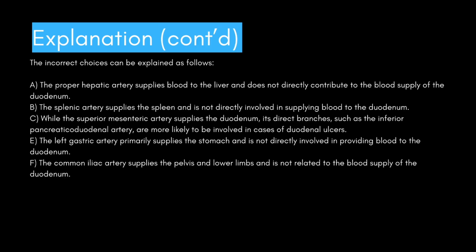The proper hepatic artery supplies blood to the liver and does not directly contribute to the blood supply of the duodenum. The splenic artery supplies the spleen and is not directly involved in supplying blood to the duodenum. While the superior mesenteric artery supplies the duodenum, its direct branches, such as the inferior pancreaticoduodenal artery, are more likely to be involved in cases of duodenal ulcers. The left gastric artery primarily supplies the stomach and is not directly involved in providing blood to the duodenum. The common iliac artery supplies the pelvis and lower limbs and is not related to the blood supply of the duodenum. That will do it all for the content of this video.